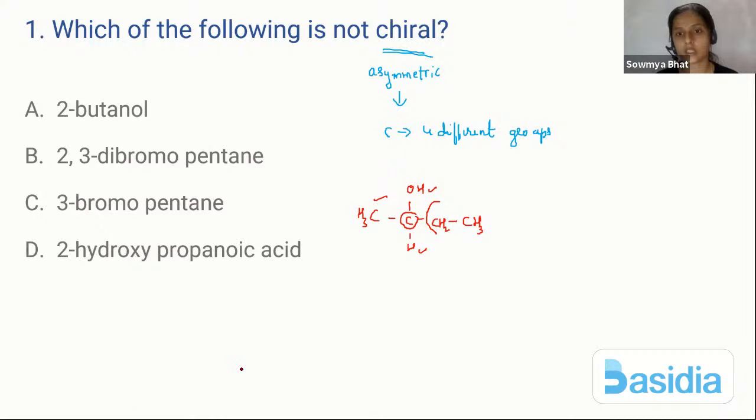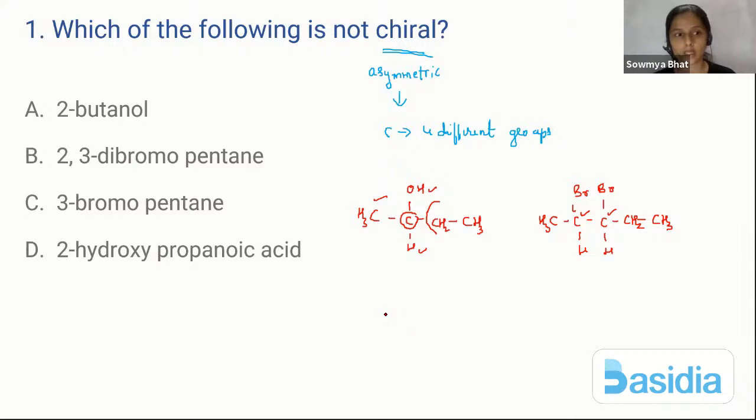And let me go to the second one. That's 2,3-dibromopentane. Pentane in the sense there are 5 carbon atoms and there are bromines at the 2nd and 3rd positions. So let me satisfy the valency. If you take this carbon, it is attached to 4 different groups. Even this carbon is also attached to 4 different groups. So this is a chiral carbon and a chiral molecule.